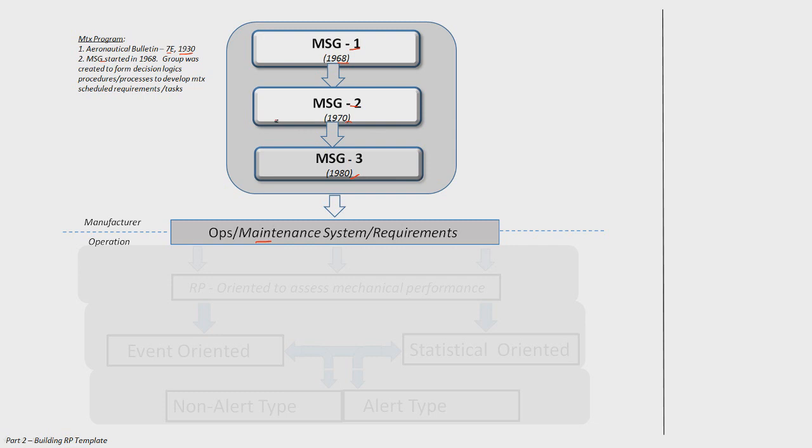Now you can ask the question, is MSG analysis the only tool that a manufacturer uses to develop the maintenance requirement, maintenance program? The answer is no, but in today's presentation we are going to discuss the reliability program for a maintenance program that was developed based on MSG3 logic. How does it work? Let me give you a general high-level explanation.